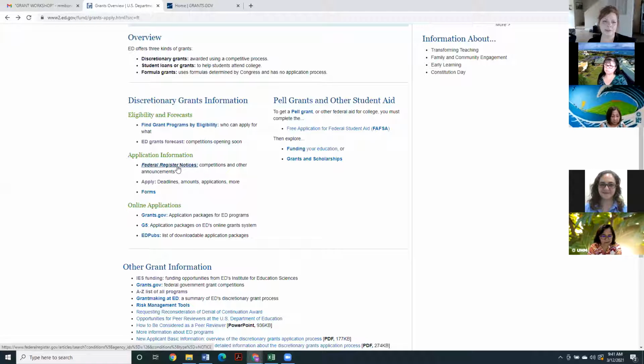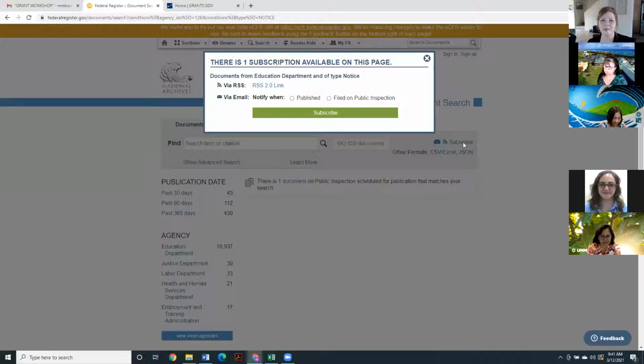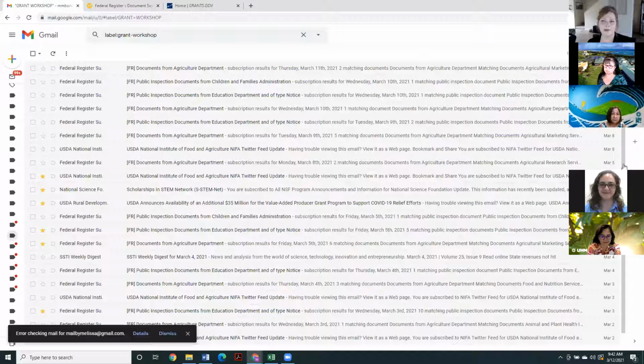But there are also the Federal Register notices. This is where the grant competitions are first published. You can search the Federal Register for each department and see what's been posted, but even more important is that you can subscribe. I've gone to the US Department of Education, the USDA, and various branches within USDA, and I've subscribed to their Federal Register. Then you get emails every day. They look something like this.